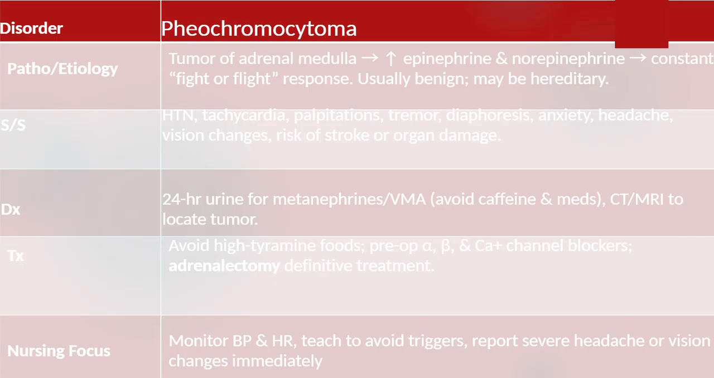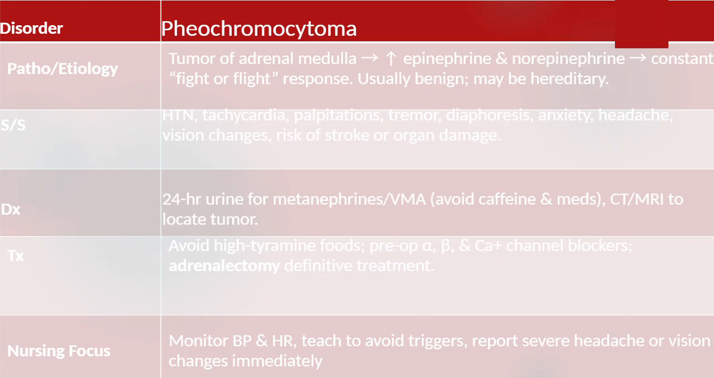Pheochromocytoma is a rare but important adrenal medulla disorder. The adrenal glands sit on top of each kidney and have two main parts, the cortex, outer layer, and the medulla, inner layer. The medulla's job is to release epinephrine and norepinephrine, also called catecholamines. These are the hormones that trigger our fight or flight response.